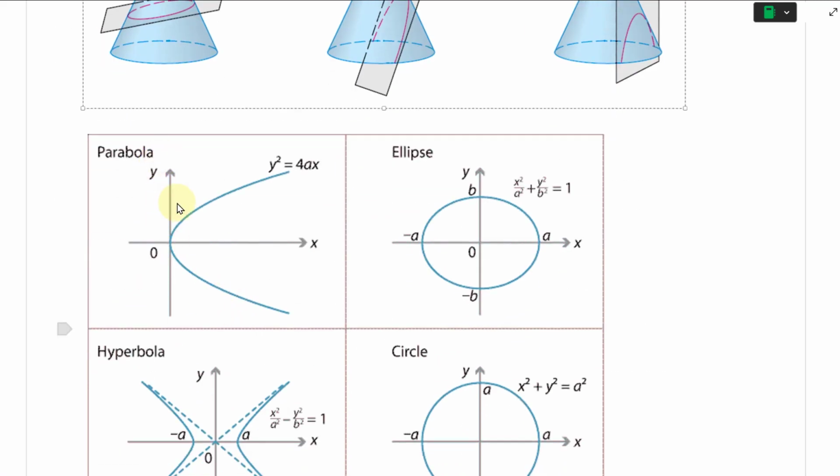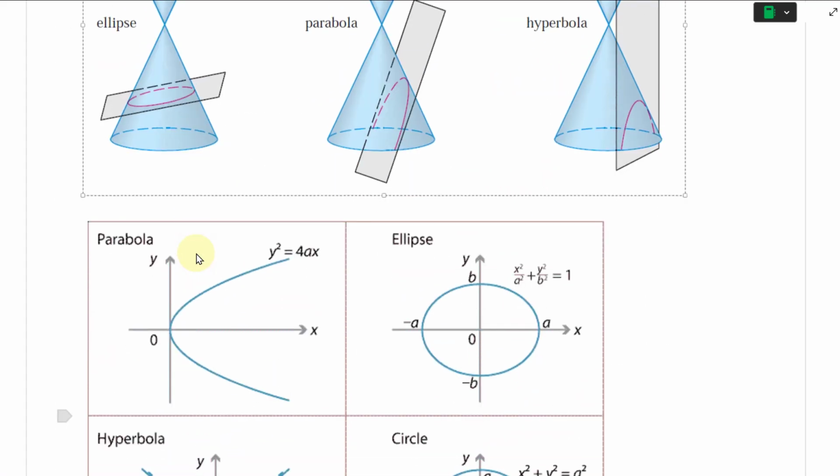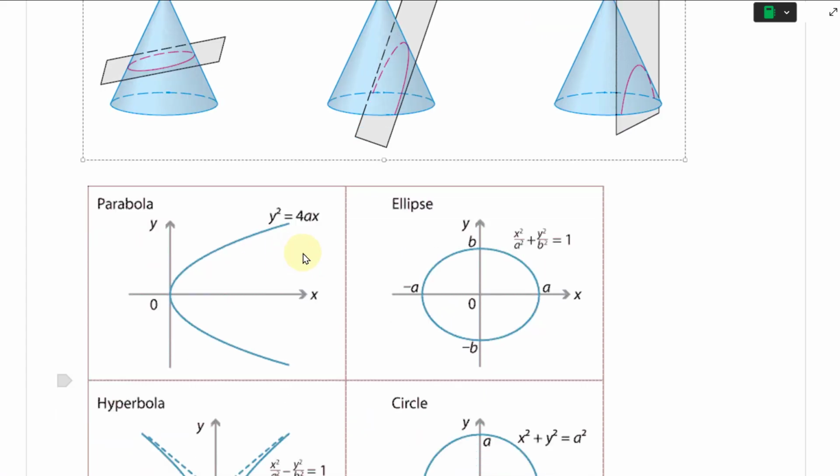All right, going further. A parabola in equation form is going to look like this: y squared equals 4ax. It's a standard form. Yeah, that's actually interesting. I haven't seen that format before.